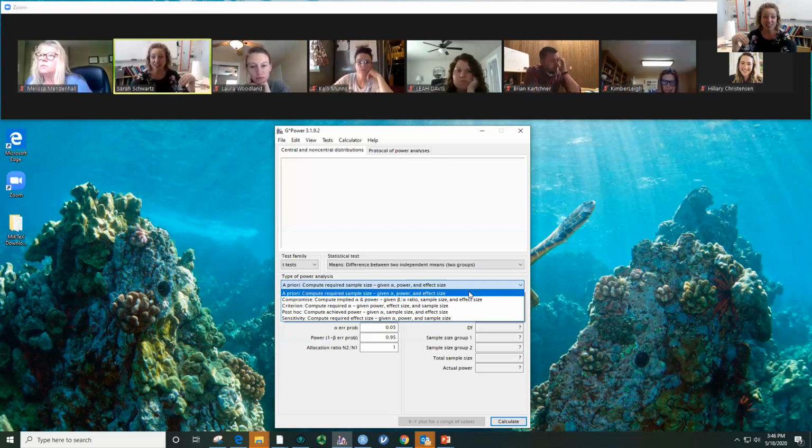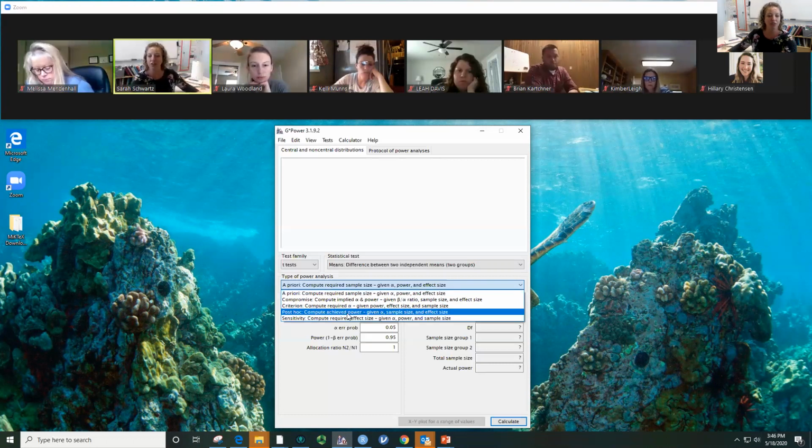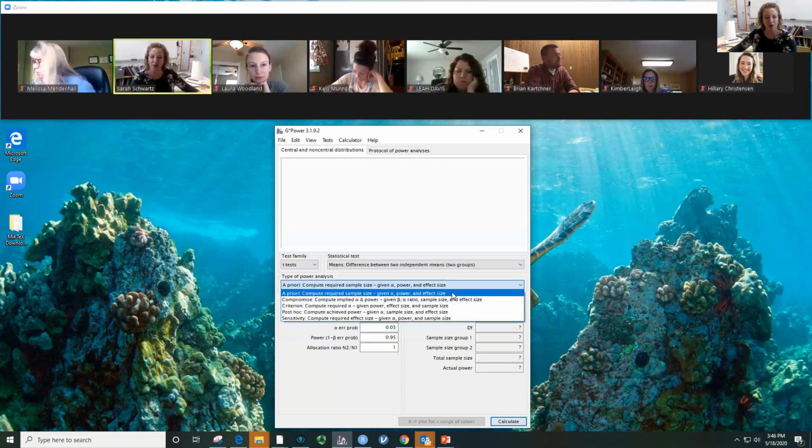Now, there are other times when you might be locked into your data because you're already using a pre-existing data set, or there might be limitations due to budget or time or some other constraints. In those cases, you know the sample size you're going to have, so you can solve for other things like the effect size and alpha. But we're going to go with this top one, a priori.